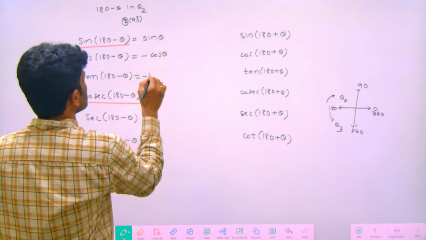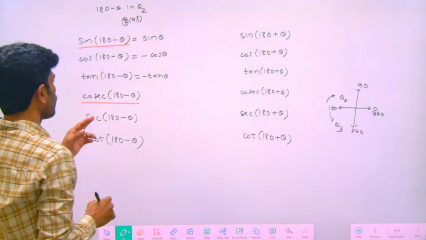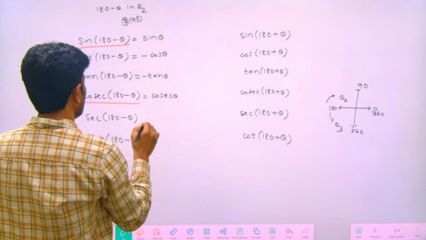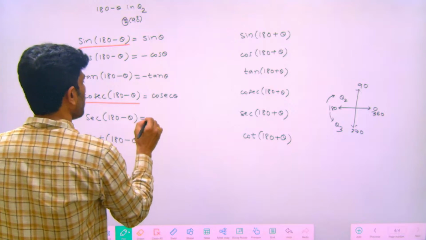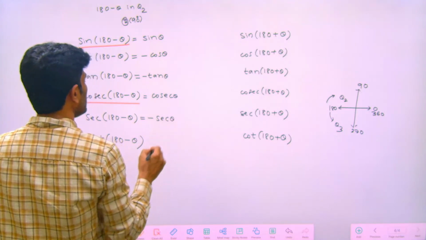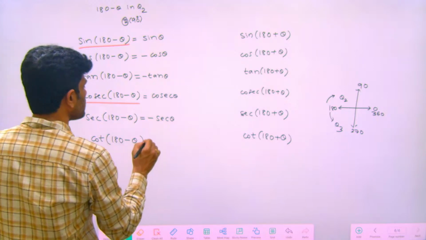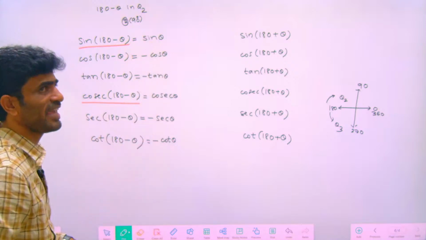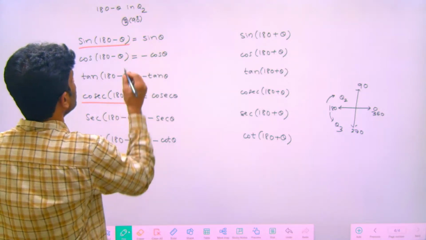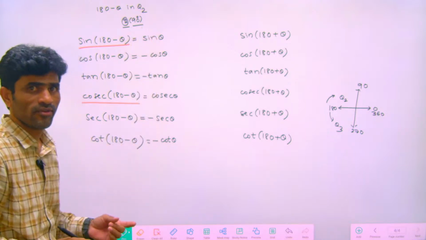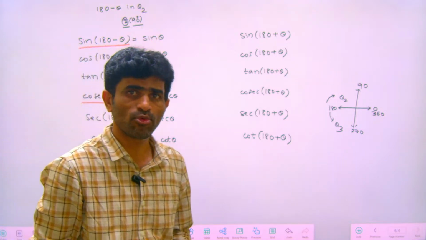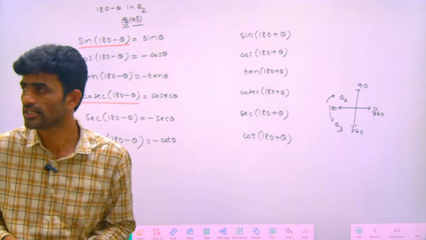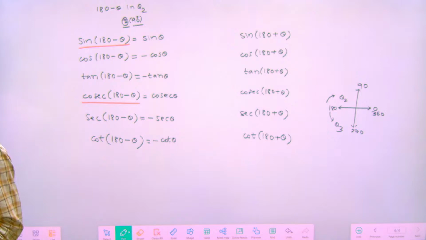Tan 180 minus theta is minus tan theta. Cosecant 180 minus theta is plus cosecant theta. Next, secant 180 minus theta is minus secant theta because it is negative in the second quadrant. Cot is minus cot theta. Why are the ratios remaining the same? Because we have 2 into 90 degrees, where 2 is an even number. If the multiple of 90 degrees is an even number, the ratio will not change.